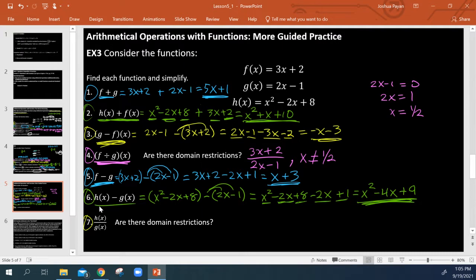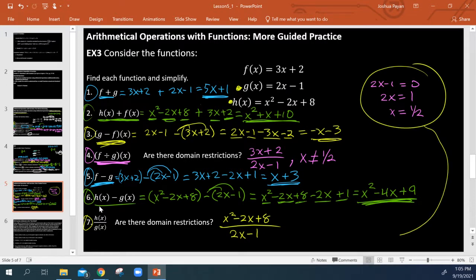So h over g would be x squared minus 2x plus 8, that's h, over g, which is 2x minus 1. Well, we already did the math for this earlier. We already know 1/2 is going to make that denominator, 2x minus 1, be 0. So we would say our function, h of x over g of x, is equal to x squared minus 2x plus 8 over 2x minus 1. And we would say that we want the domain restriction such that x does not equal 1/2.